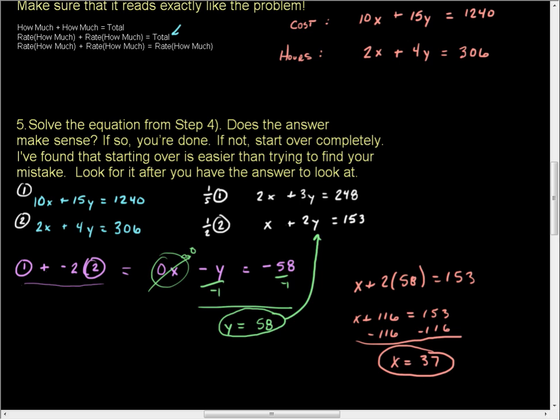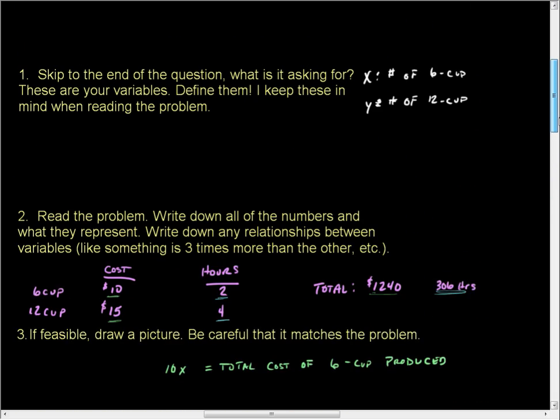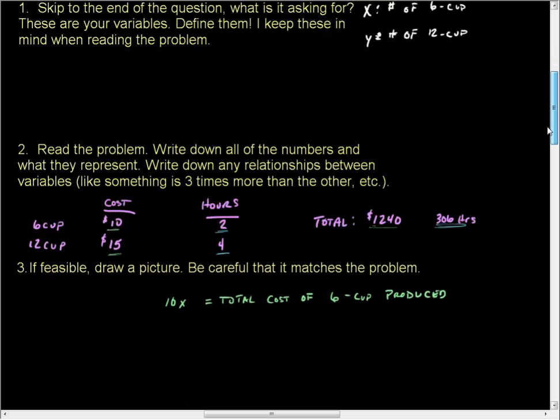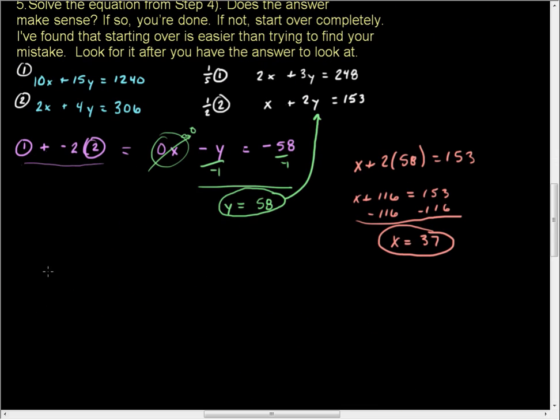Okay, and so let's go back, and before we get too heavy into this, remind ourselves of what the variables represent. X was the number of 6-cup coffee makers produced. Y was the number of 12-cup coffee makers produced. So 6-cup, 37 produced. 12-cup, 58 produced.